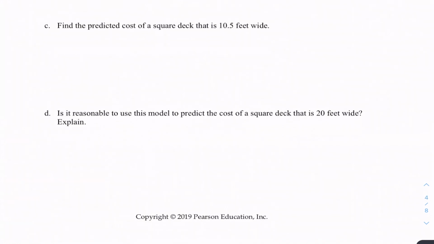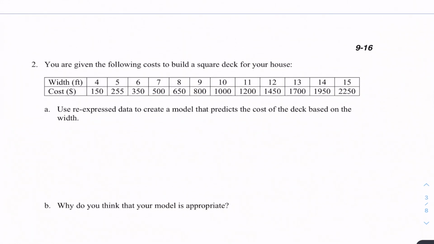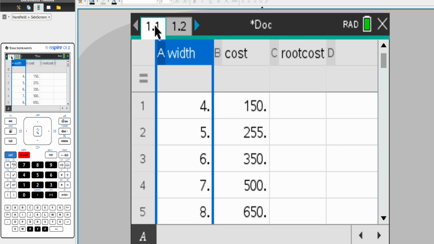Okay, we have one more question left. Obviously, you can check your answers below, and this is going to require us using a calculator. So let's look at the setup for this problem. You're given the following costs to build a square deck for your house. Okay, square deck, outside house. Widths and costs. Use re-expressed data to create a model that predicts the costs of the deck based on the width. Okay, so I've gone ahead just to save us some time and typed in our data values.